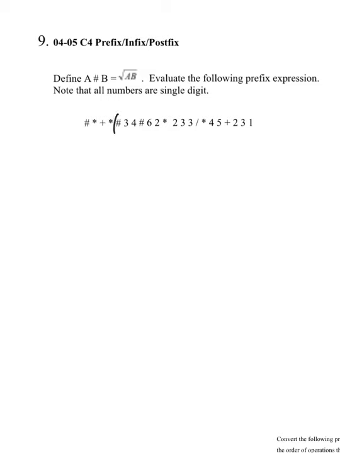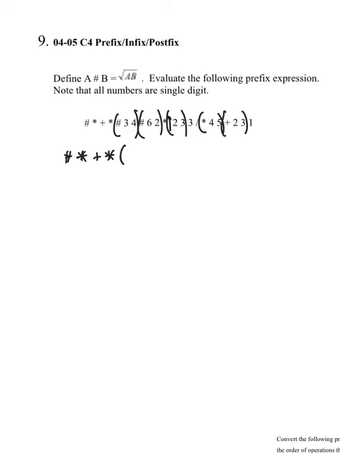So in this problem, A hashtag B is actually not normal notation. It's actually the square root of AB. Because it's a prefix, I'm going to start by circling all the terms that have an operand and then two digits after it, and then I'm going to rewrite it. So dropping down the terms that were unchanged, hashtag 3 4 becomes square root of 12.